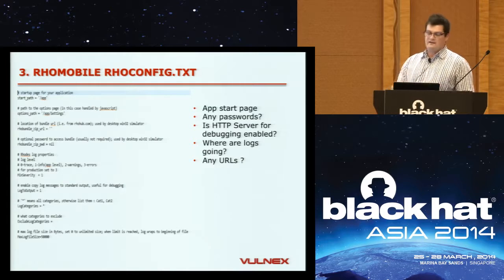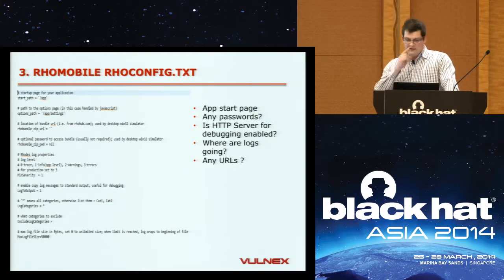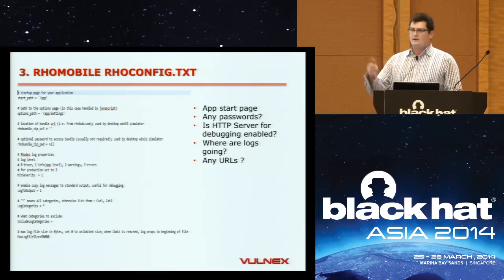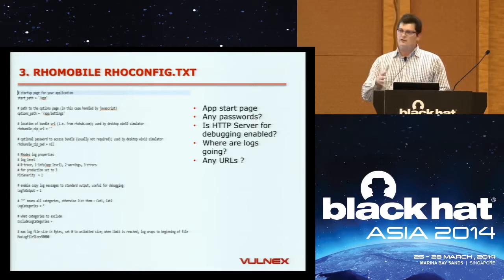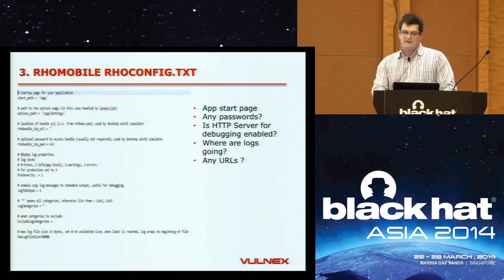When we are reviewing this file, we have to look for things like: is there any passwords? Has the HTTP server been enabled or not? Where are the logs going? You can also define here if the logs are going to stay on the device, or if it also sends the logs to a server. So we can get all this information from this raw configuration file, and here we can find some interesting pieces when we are doing a review of a raw mobile application.